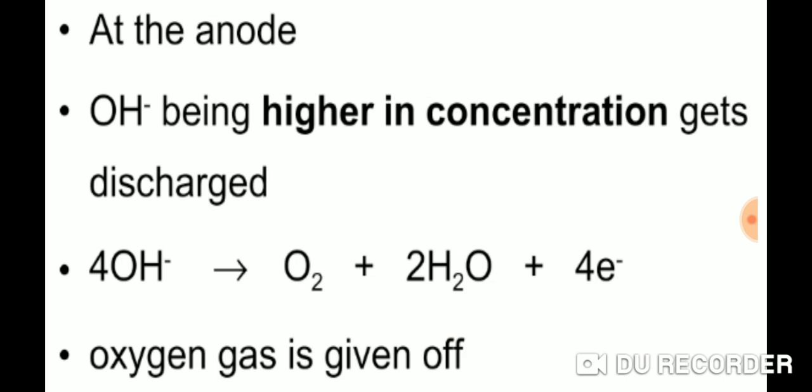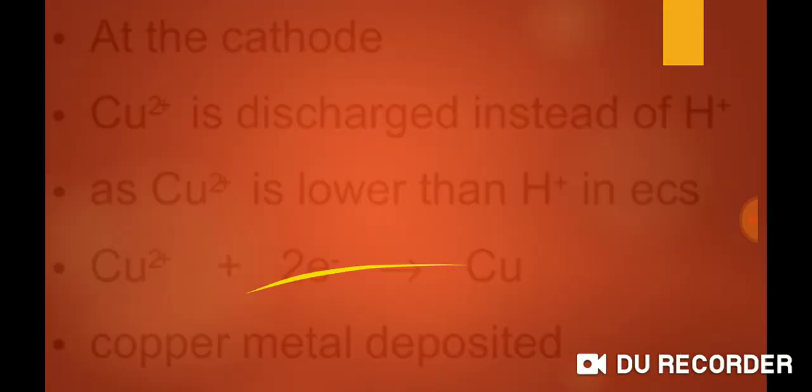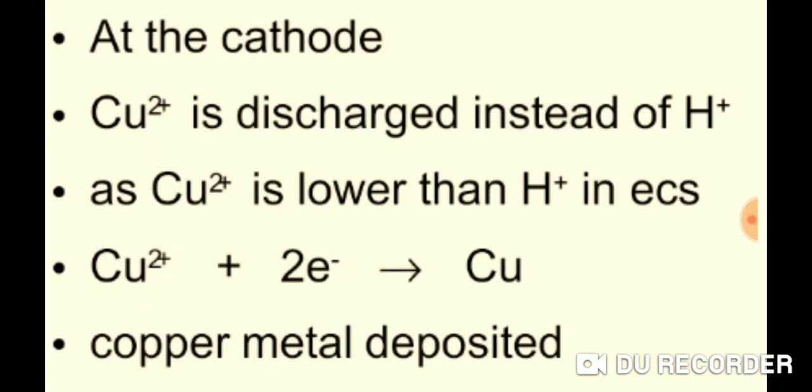Now, reactions. At the anode, OH negative ions, being higher in concentration, get discharged. So 4 OH negative ions give O2 plus 2H2O plus 4 electrons. Hence, at the anode, oxygen gas is obtained. Whereas at the cathode, copper 2 positive ions and hydrogen ions move towards the cathode. As copper 2 positive ion has a lower reduction potential, it gains 2 electrons and gets converted to copper.